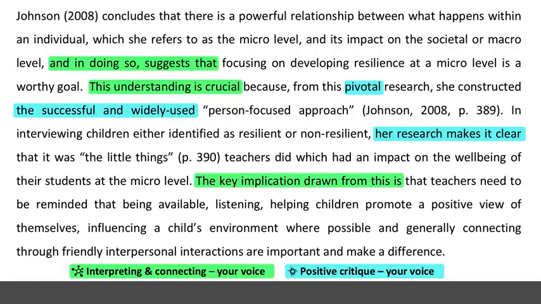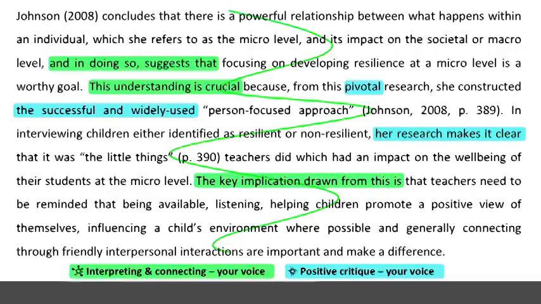What do you see that this language does? It interprets, but it also gives a sense of connectivity between ideas. This gives you the narrative thread in your review. So, again, what we want is not just description of what researchers found or what researchers argue. What we want is review, and that is interpreting, connecting, and critiquing.